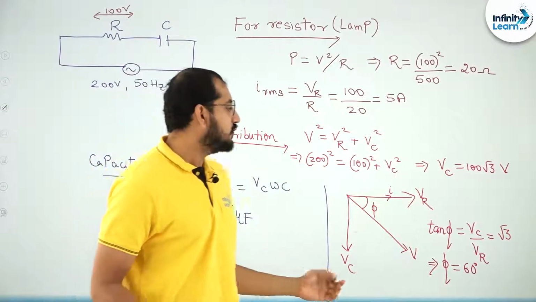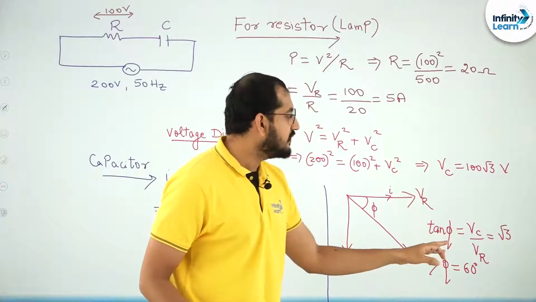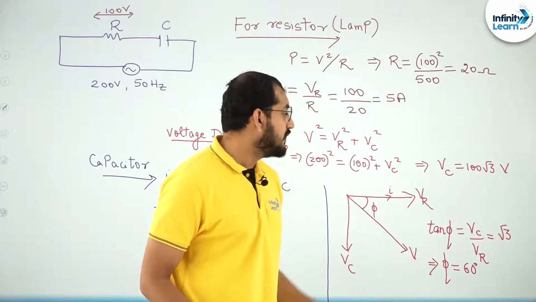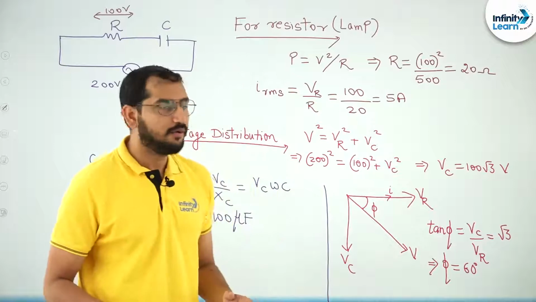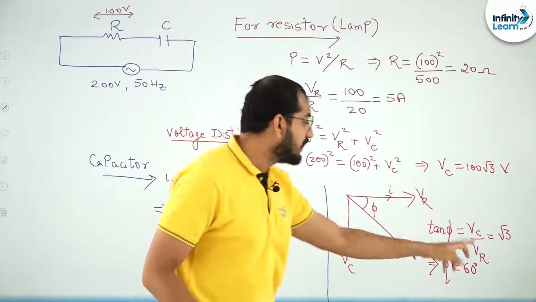Now it is very simple to calculate the phase phi here. So tan phi is nothing but VC by VR. We know that VC is 100 root 3, and we know that VR is equal to 100 volt, which is already given in the question.